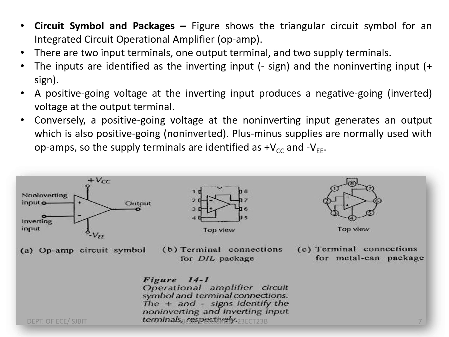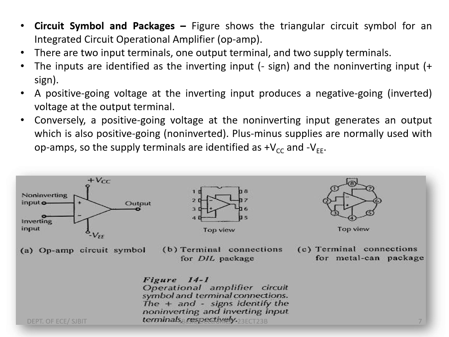Circuit symbol and a package. The figure shows the triangular circuit symbol for an integrated circuit operational amplifier. There are two input terminals, one output terminal and two supply terminals. The inputs are identified as the inverting input, and the non-inverting input which has a positive sign.